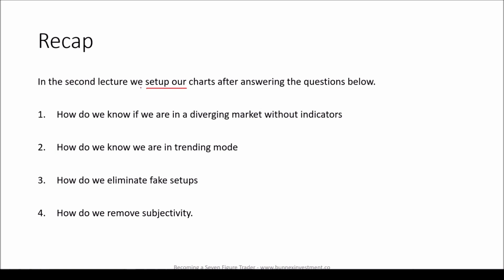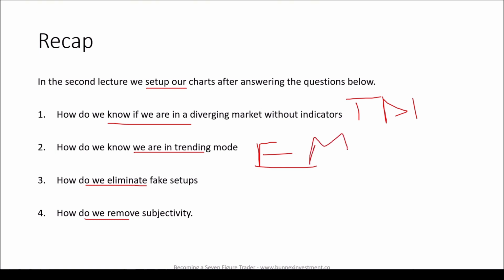In the second lecture, we set up our charts after answering the questions below. How do we know if we are in a diverging market without indicators? How do we know we are in trending mode? How do we eliminate fake setups? How do we remove subjectivity? We answered these questions by saying we need the TDI to know if we are in a diverging market. We use the EMAs to know we are in a trending mode. And for this and this, we use the hybrid of those.